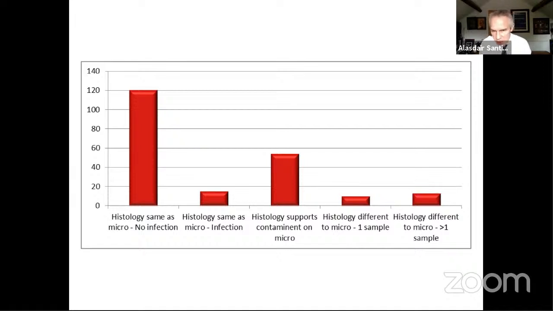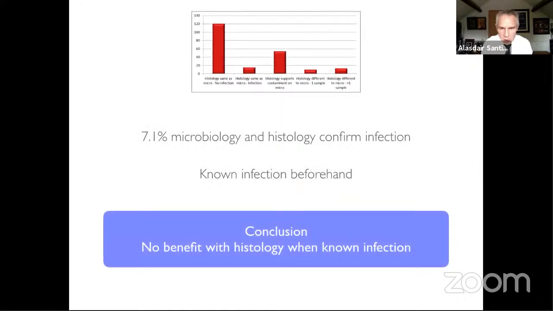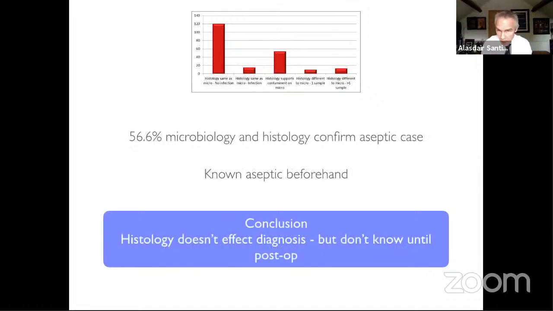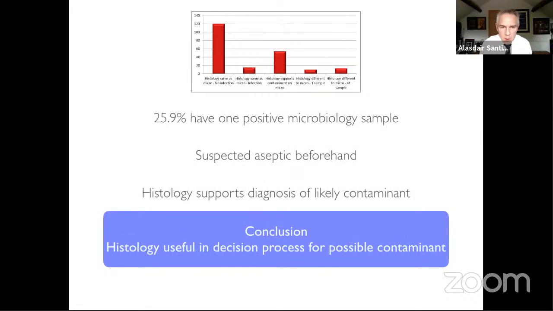But those second, third, and fourth columns are ones where there's a difference between the microbiology and the histology samples. So 7% confirmed infection; we knew it beforehand, so there's probably not much benefit of doing histology if you definitely know it's infected. And half of them confirmed the aseptic case. You thought it was aseptic beforehand, so it doesn't really affect the diagnosis, though you don't know what the samples are going to be until after you've taken them. So you need to have those histology samples just to confirm your diagnosis.